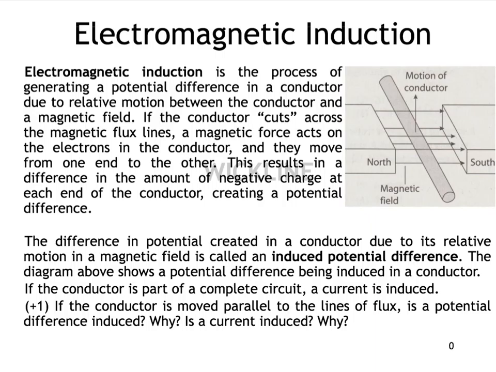Alright, so here's my question for you guys. If the conductor is moved parallel to the lines of flux, is a potential difference induced? Why? Is a current induced? Why? So is a potential difference induced? No. You can only induce a potential difference using a conductor if it cuts the field lines, not if it runs parallel to them. But is a current induced? Of course not. Currents are only induced if there is a potential difference.